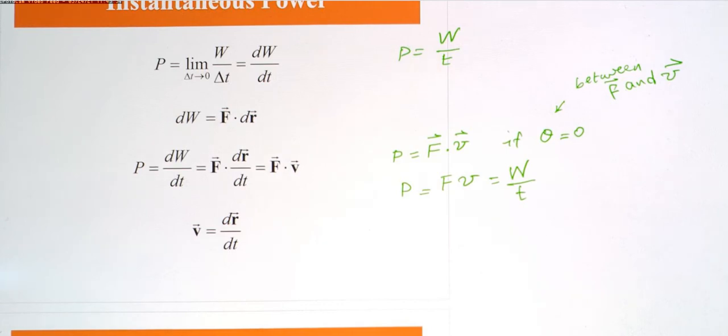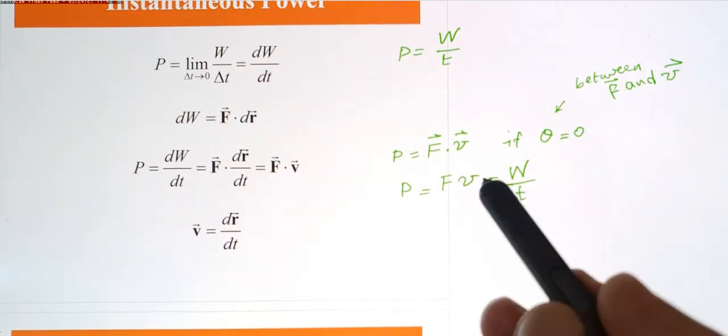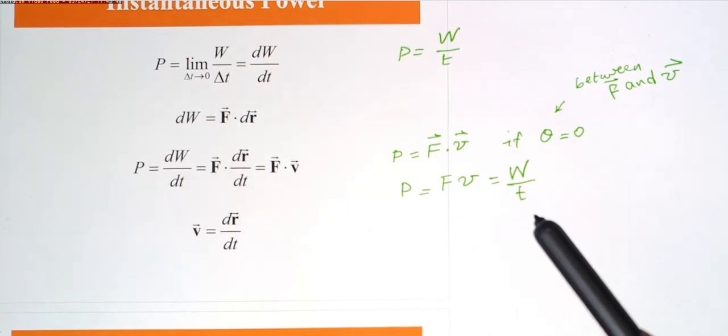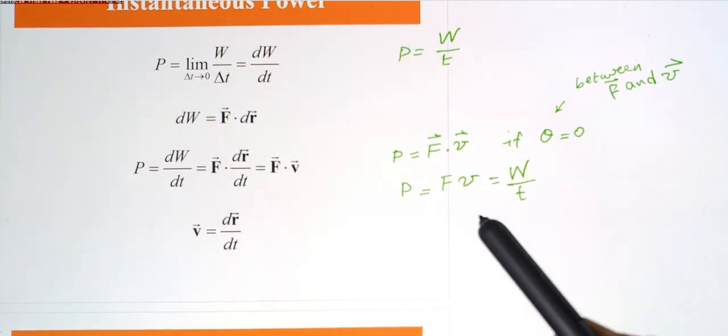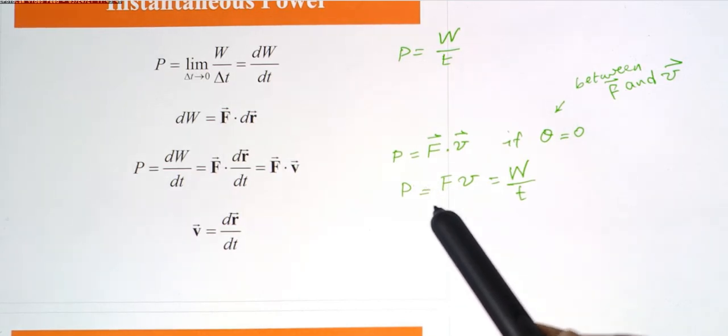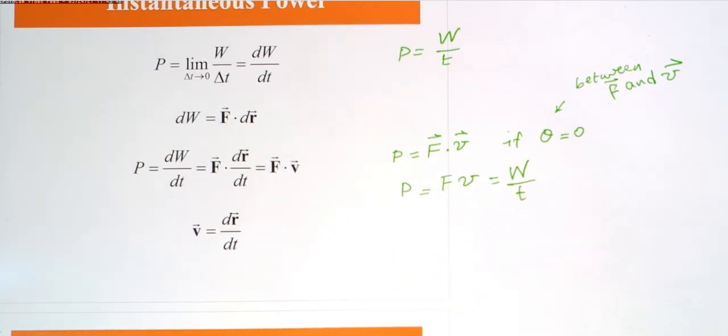Force multiplied by speed, and I dropped velocity because now we know that they are in the same direction. So what we care about is the speed, the value of the velocity. If the angle wasn't 0, it's a general case. We have just a dot product.